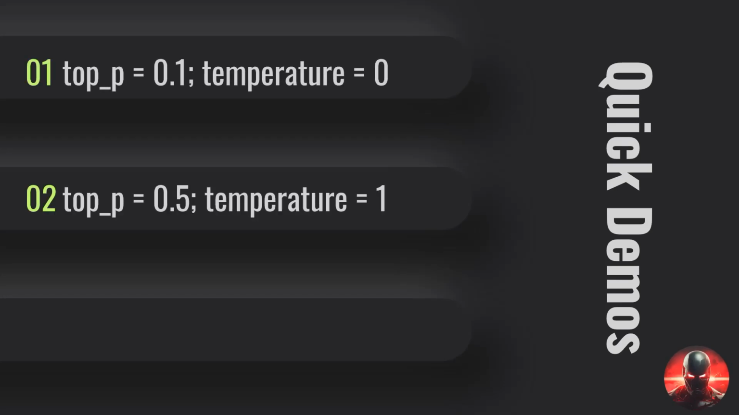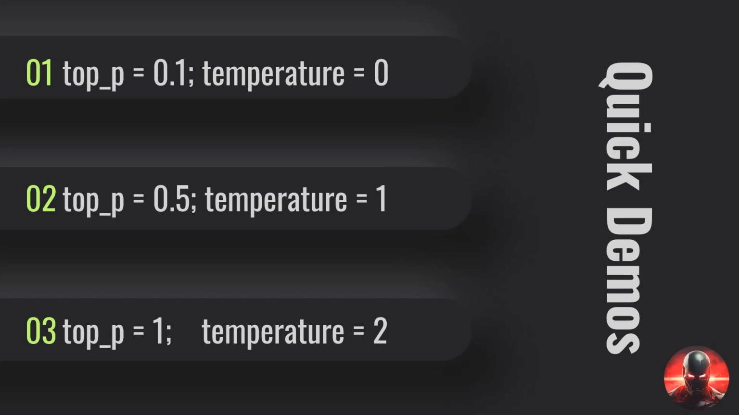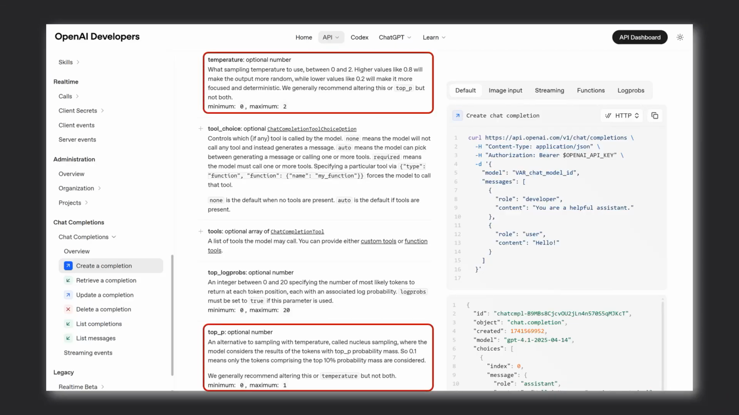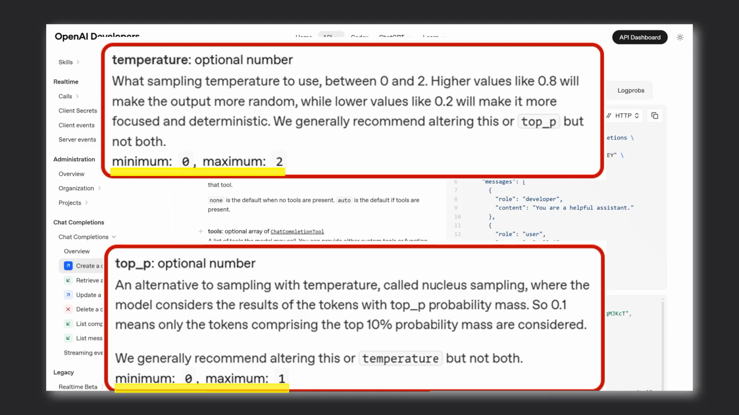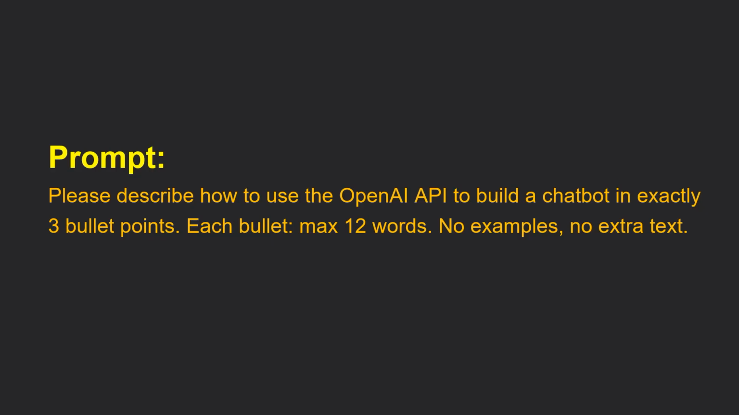Now let me use 3 quick demos to show you the differences between different value combinations of these two. Why do I use these combinations? I use OpenAI's API settings as the basis for testing. According to OpenAI's API reference, top P ranges from 0 to 1, whereas temperature ranges from 0 to 2. The prompt I'll use for these 3 demos is this. Please describe how to use the OpenAI API to build a chatbot in exactly 3 bullet points. Each bullet max 12 words, no examples, no extra text.